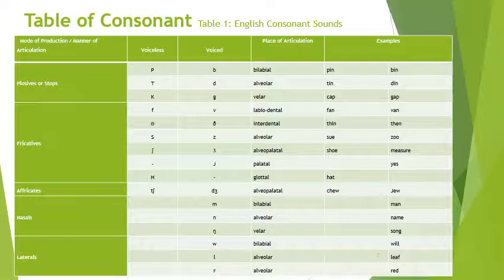So we can use these three yardsticks of determining consonant sounds to differentiate between the consonant sounds. And we have seen that they are voiceless and they are voiced. And the place of articulation ranges from bilabial, alveolar, velar, labiodental, interdental, alveopalatal, palatal, glottal, as the case may be. So we can use these three yardsticks to differentiate between the 24 English consonant sounds we have taken. And there are 24.